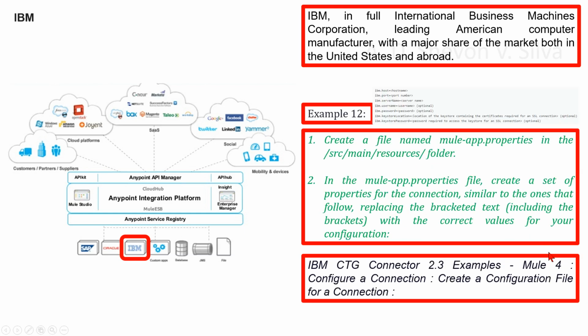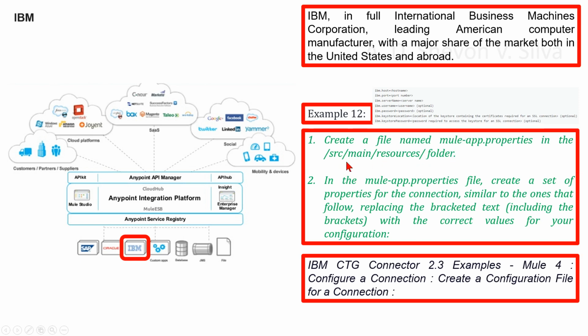Now we are considering how to create a configuration file for a connection, configure a connection in the IBM CTG connector 2.3 examples in MuleSoft. Create a configuration file that includes the properties for a connection. Create a file named mule-app.properties in the src/main/resources folder.